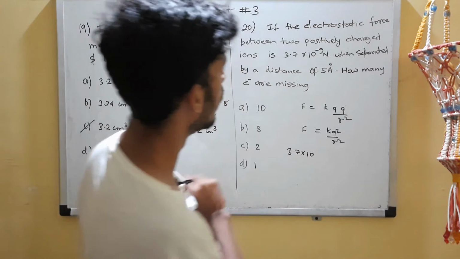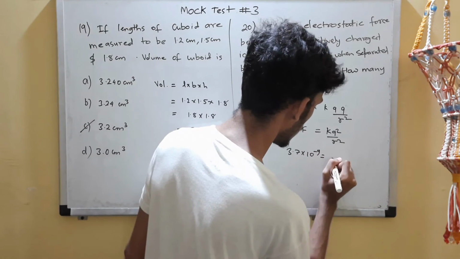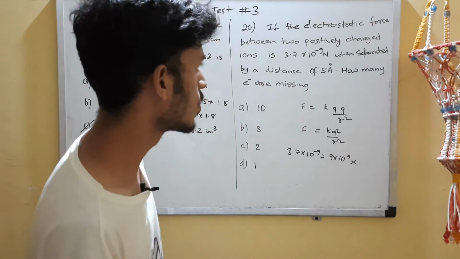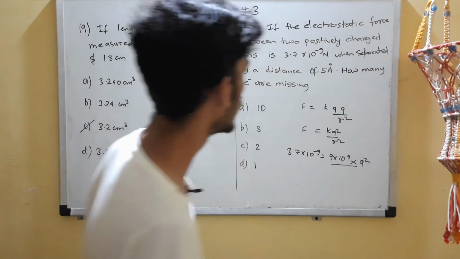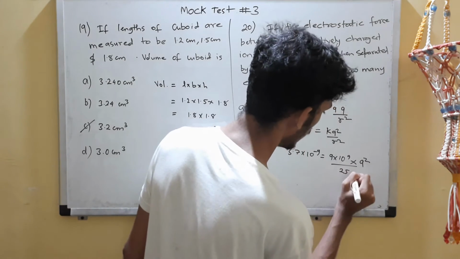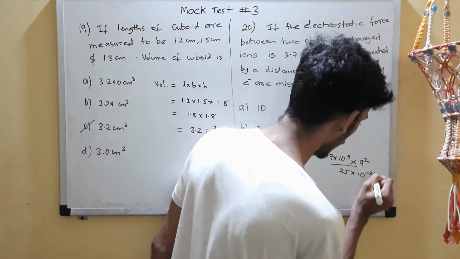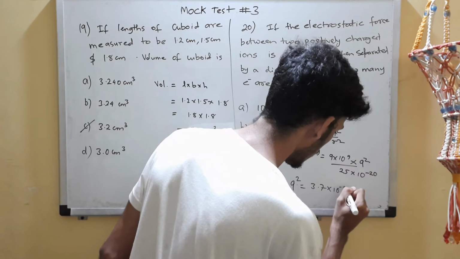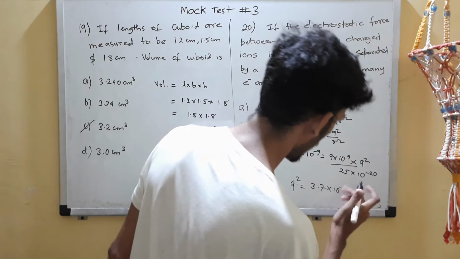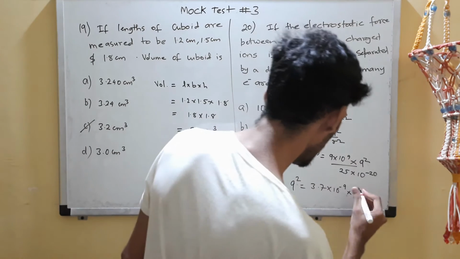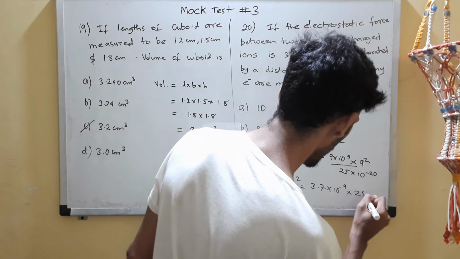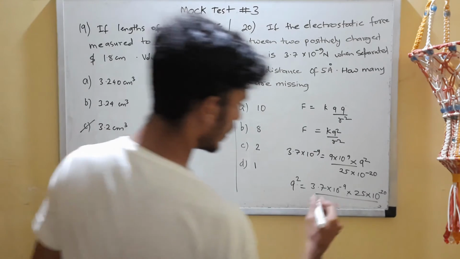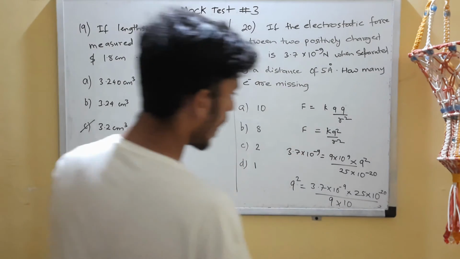F is this. K is 1 upon 4 pi epsilon naught, which is 9 into 10 to the power 9, into Q square upon R square, which is 25 into 10 to the power minus 20. So Q square will be 3.7 into 10 to the power 9, and here we'll have 25 into 10 to the power minus 20 upon 9 into 10 to the power 9.